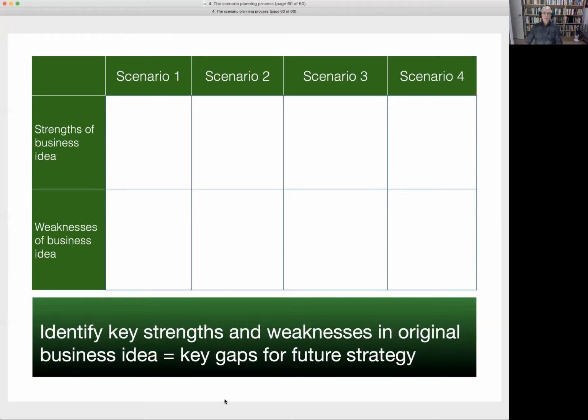So this was just an overview of the whole process, and it shows you how all the steps work together to produce, at the end of the day, the key strengths and weaknesses in the original business idea, because those represent the key gaps for future strategy. Okay, I know that's been a very quick look at the whole process, but I wanted to give you an understanding of the end-to-end approach we take. And each video from now on will look at each element in the process and give us a chance to explore it, understand it, and apply it as we build our scenario plan in our syndicates and for our own individual assignment.